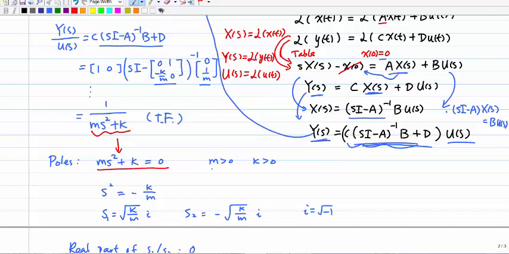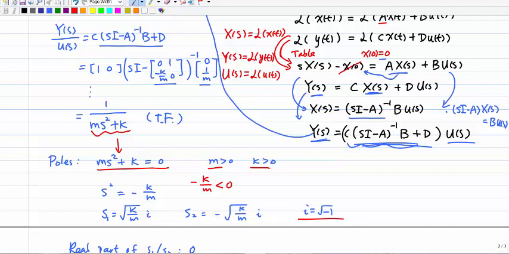Of course, the mass cannot be negative, and k is also non-negative for the spring. So k and m are all positive, so we can find a solution. If you set it to be 0, you have s squared equals negative k over m, which is less than 0. When you take the square root of that, you get two solutions. S1 is the square root of k over m times i, where i is the square root of negative 1. S2 is negative square root of k over m times i.